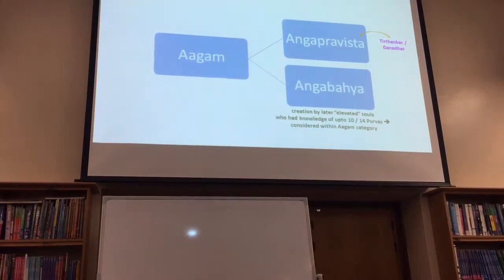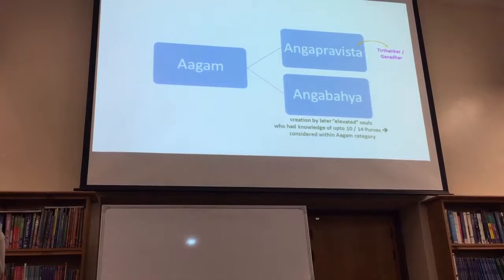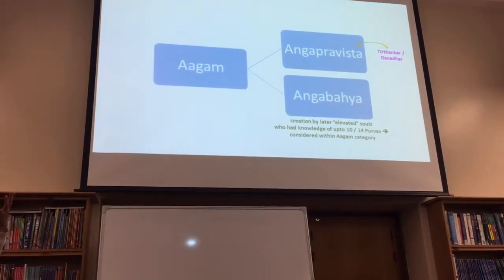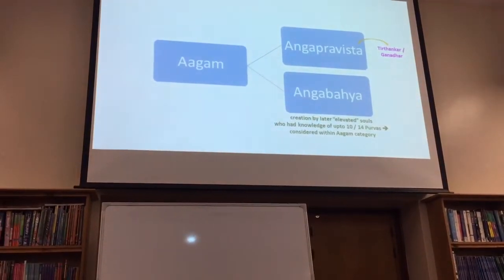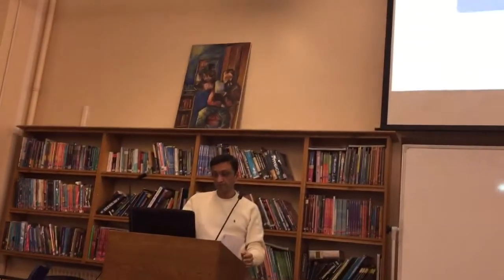So how does one classify whether this is an Agam text or not? Well, an Agam text is either written by the Ganadhars of the Bhagwan, or by learned acharyas who had enough, 10 out of the 14, knowledge of the Purvas. So that's how one divides the Agam.